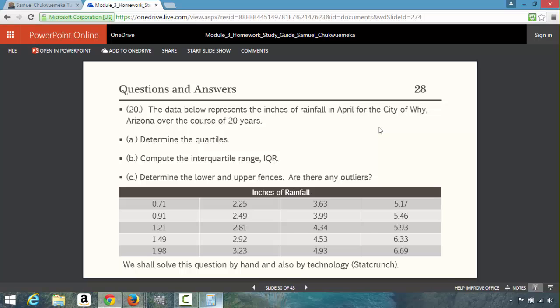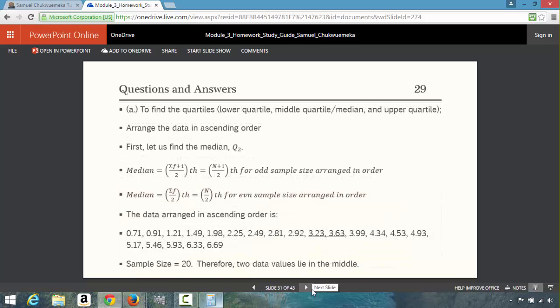Are there any outliers? Outliers are extreme observations, and the lower fence and upper fence help us to determine if there are outliers. These are the inches of rainfall. We are going to solve this by hand and also by technology. So let's solve it by hand.